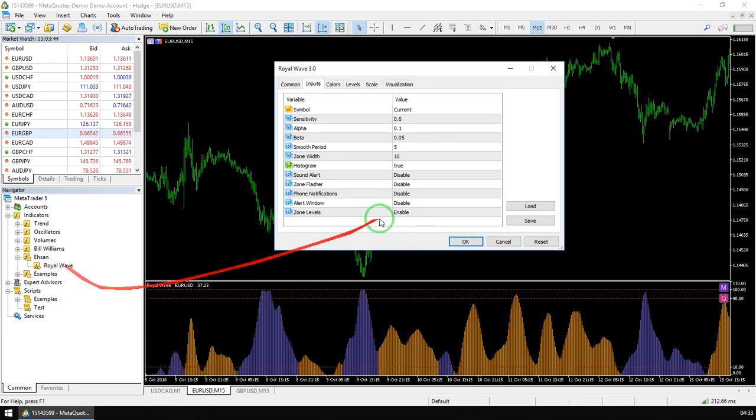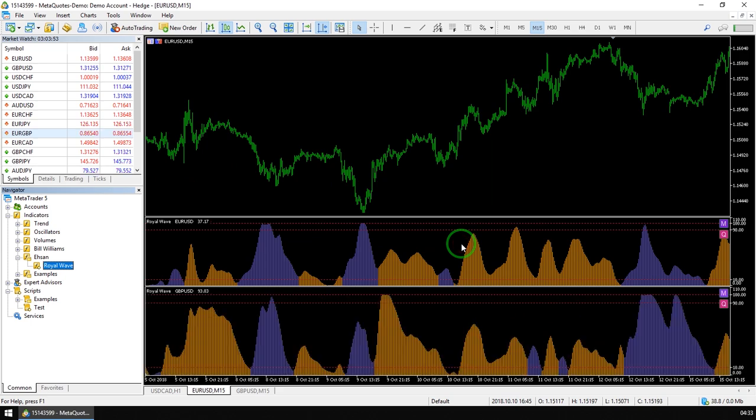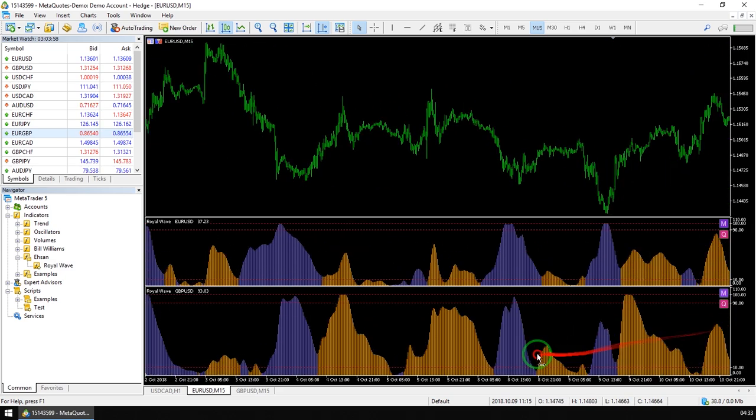To see the correlation between symbols, you may open multiple Royal Waves with different symbols. It helps you to have a more powerful multi-currency analysis.